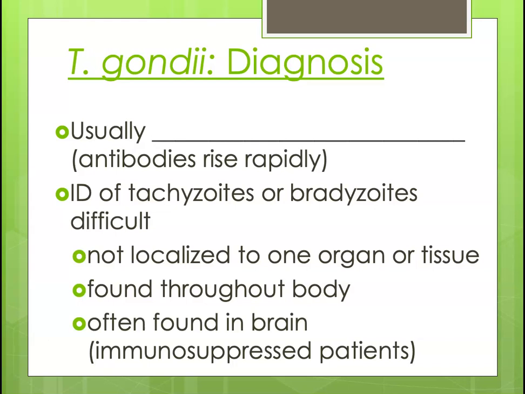It's usually serological because the identification of tachyzoites or bradyzoites is extremely difficult. Those can be in any organ or tissue. It's not localized to one specific area. So in order to identify that, you'd have to do a biopsy of the organ, or unfortunately, especially in the immunosuppressed patients, they're often in the CNS or the brain. So that's why it's usually serologically diagnosed.